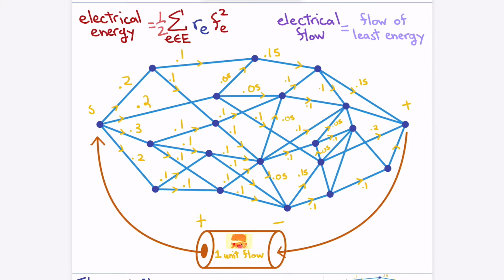This is not the actual flow of this network. I have no idea what it would actually be, but you get some sense. This is actually a flow though, hopefully. Okay. All right, so that's the electrical flow.